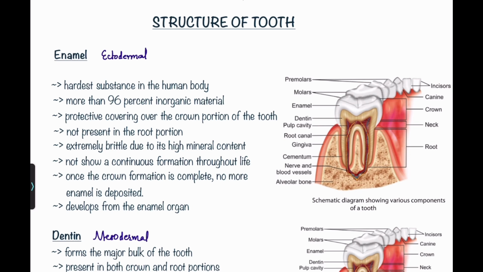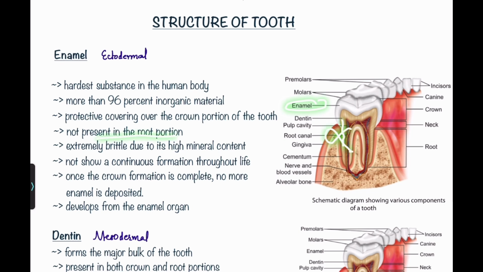Enamel. It is the hardest substance in the human body and consists of more than 96% inorganic material. It forms a protective covering over the crown portion of the tooth. Enamel is not present in the root portion.